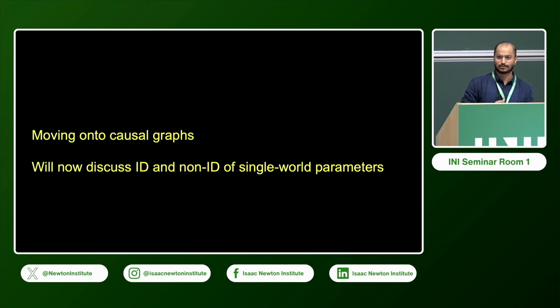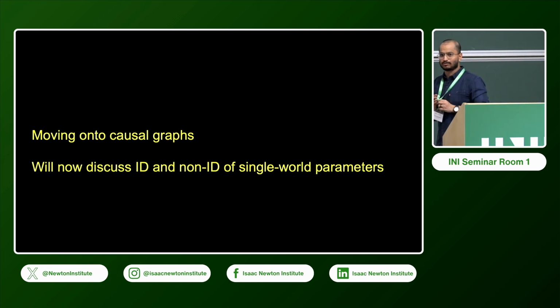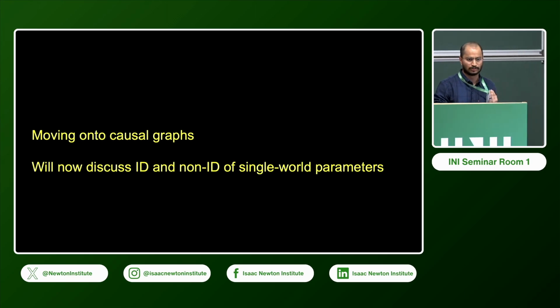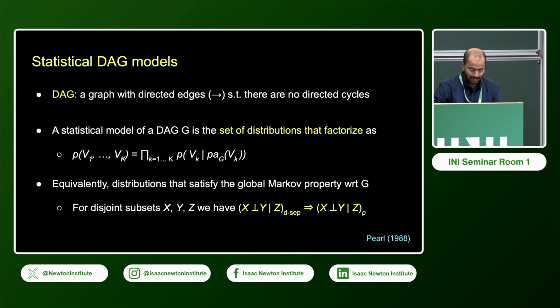Okay, so then let's move on to causal graphs. Because now we know that cross-world parameters are not identified, we can now discuss identification and non-identification of single-world parameters. Okay, so we'll start with statistical models.